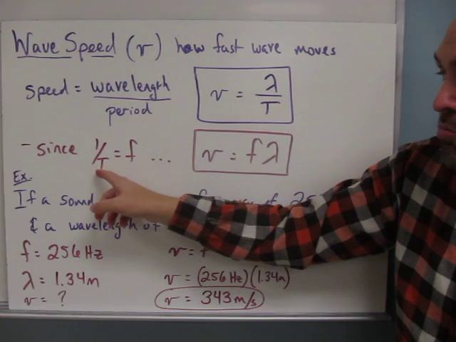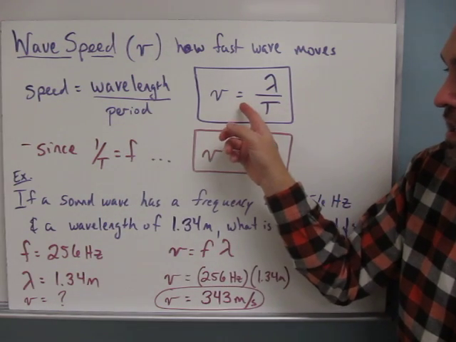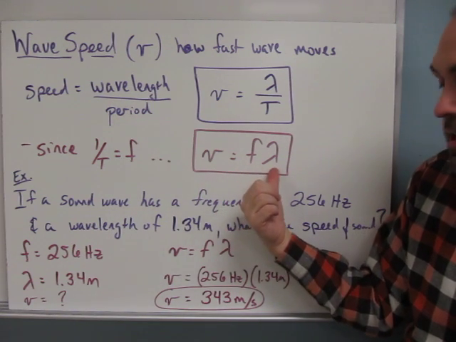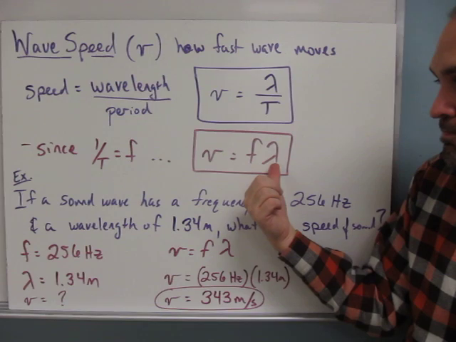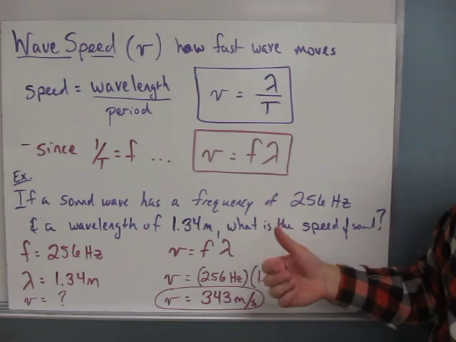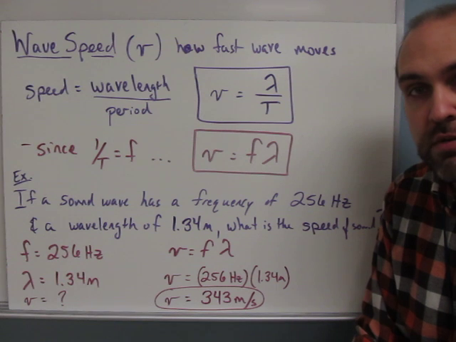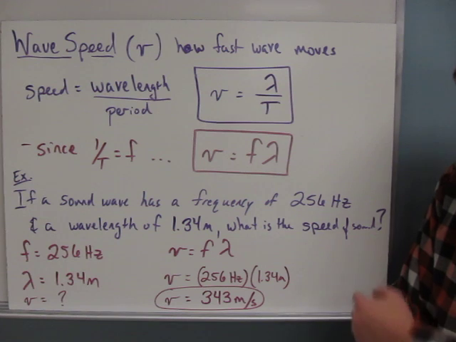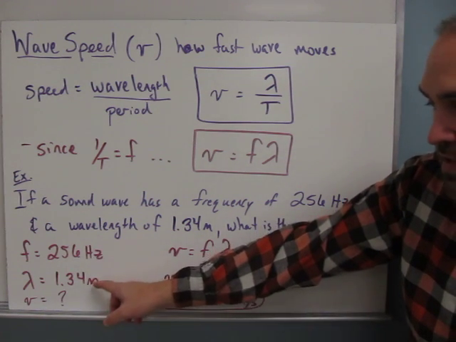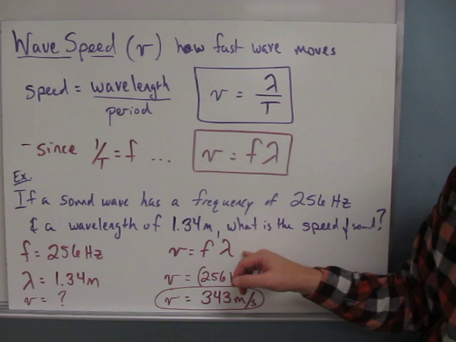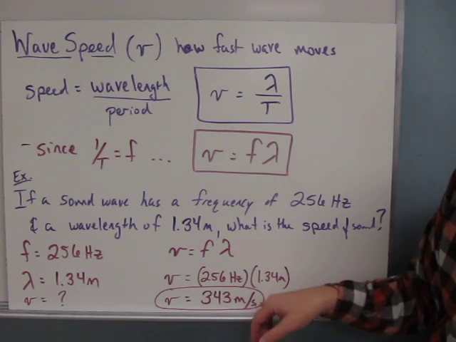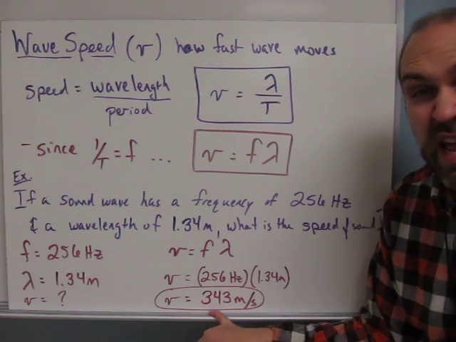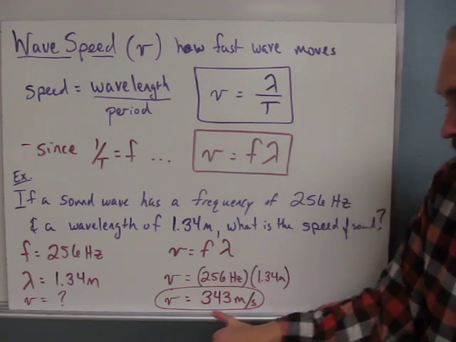And since 1 over the period is the same as the frequency, then instead of writing it like this, we could substitute in for f and write it like this. So wave speed is also frequency times wavelength, f times lambda. So if a sound wave has a frequency of 256 hertz, which by the way is middle C, and it has a wavelength of 1.34 meters, what's the speed of sound? I listed my givens and my unknown. I wrote the equation, v equals f lambda. I substituted and I solved. So the speed of sound is about 343 meters per second. And that's the speed of sound in air at an average room temperature.